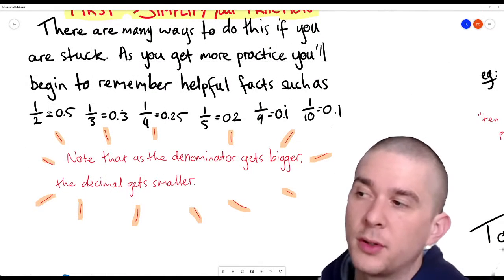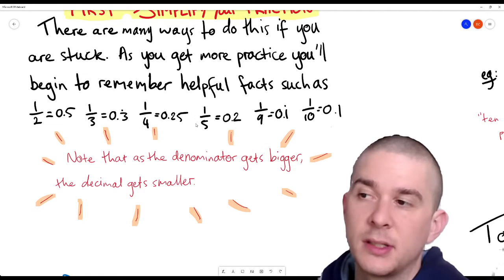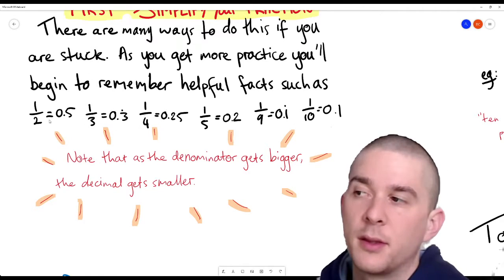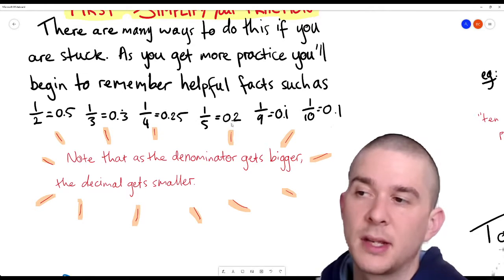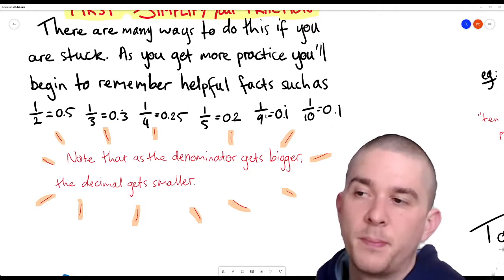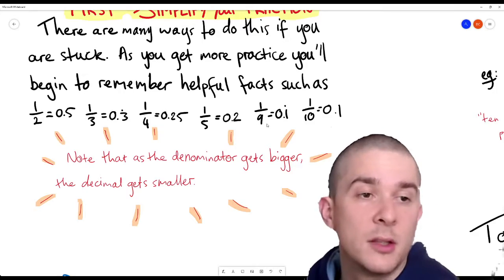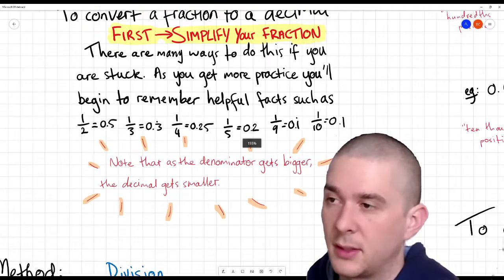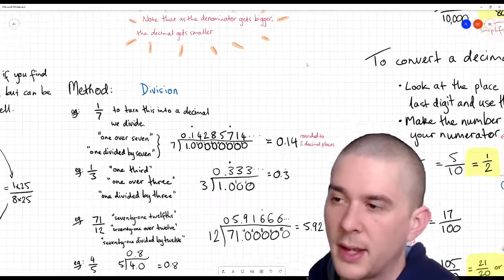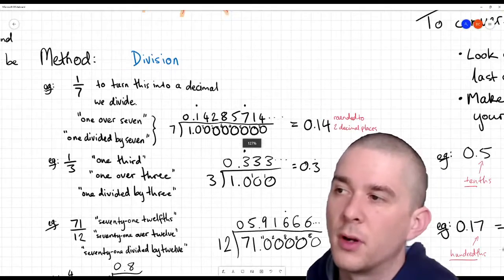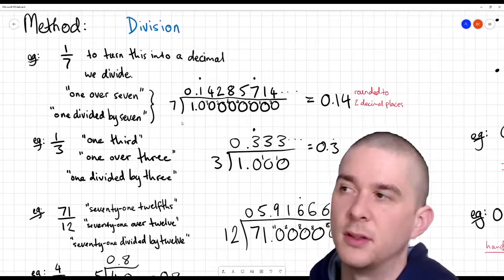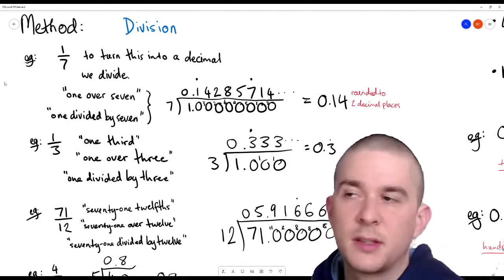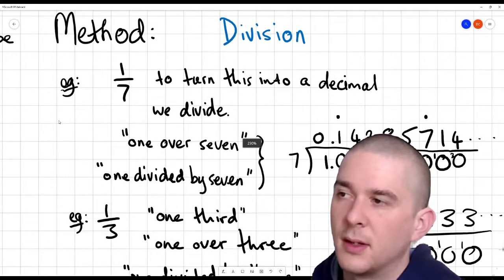Okay, so one thing that you will notice here is that as our denominator is getting bigger, the number itself, and we can see in our decimal form, the number is getting smaller. So the bigger the denominator, generally, the smaller the number is. Okay, so our method for turning a fraction into a decimal is going to be to use division. So let's start with this first example up here.